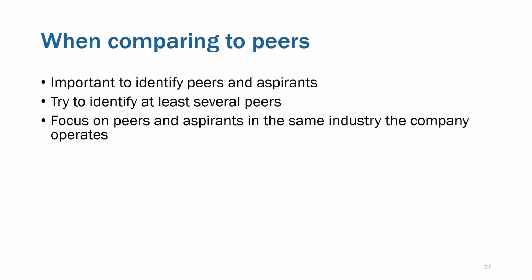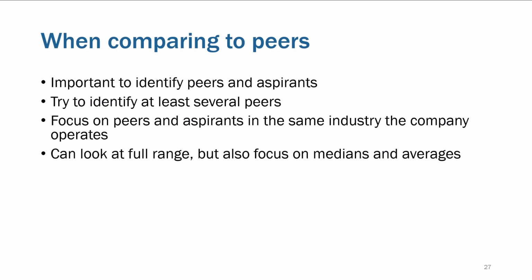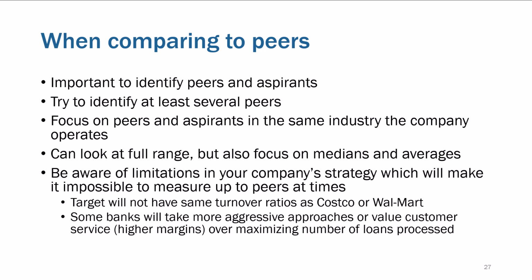I might compare our financial statements to other higher education institutions, maybe some that are like us, and then maybe some that are a little bit larger and have had stronger growth to try to figure out what they're doing right. You can also look at the full range when you're comparing to peers, but investors or just any ratio users will oftentimes look at medians and averages to exclude outliers.